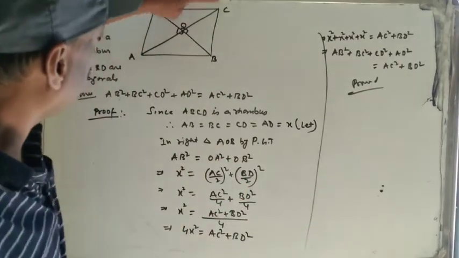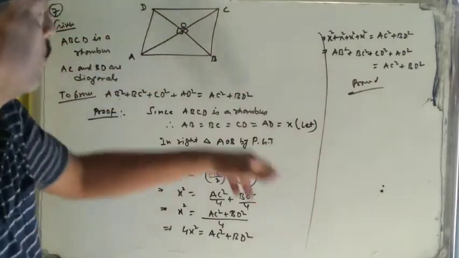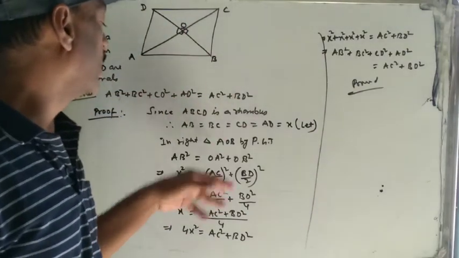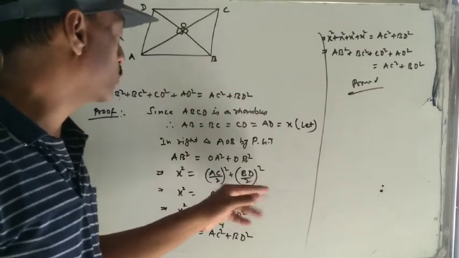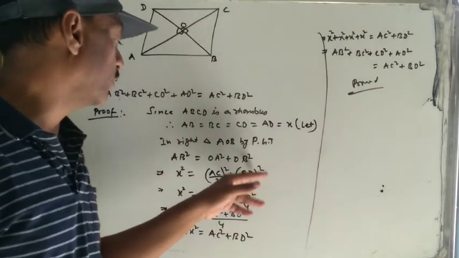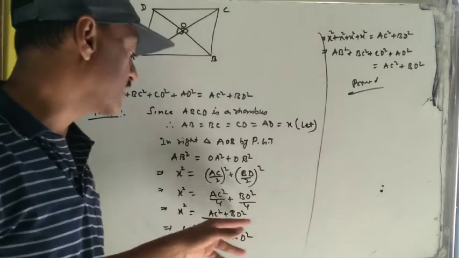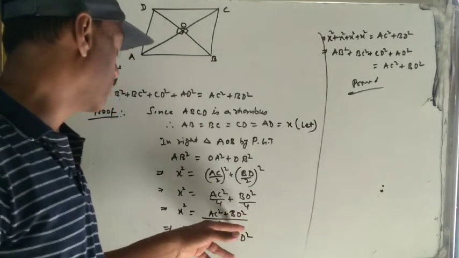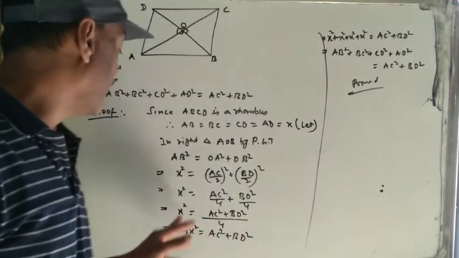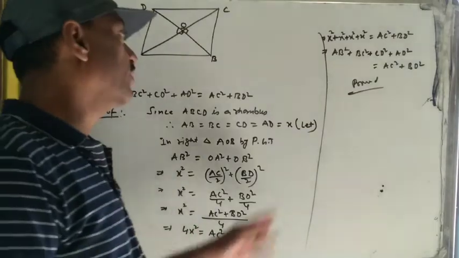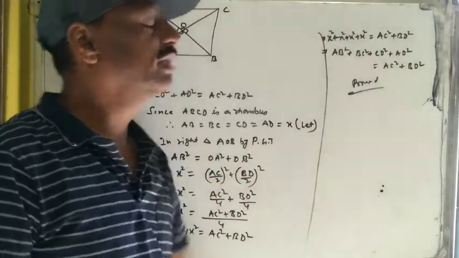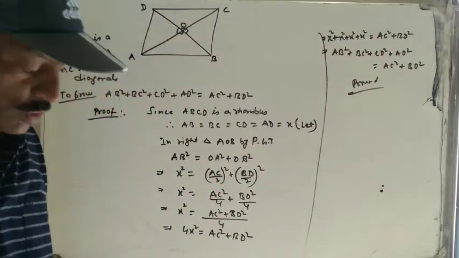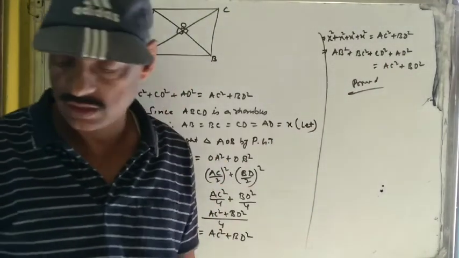OA is half of AC because the diagonals of a rhombus bisect each other, and that's why this is AC by 2, and similarly this is BD by 2. Now it is AC square by 4, BD square by 4. Taking the LCM, we will get AC square plus BD square. Now the cross multiplication, and in place of 4x square we can write like this, and then this one, and that. Okay.